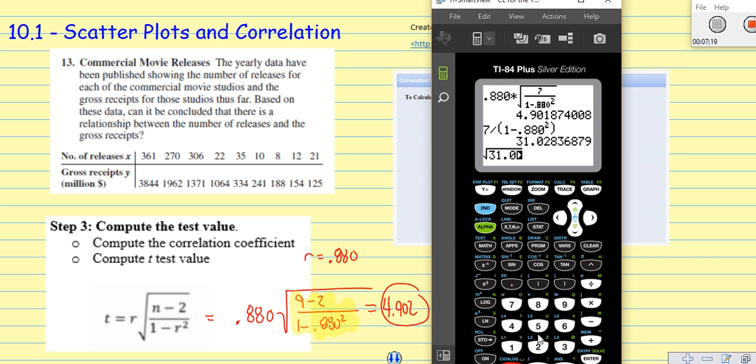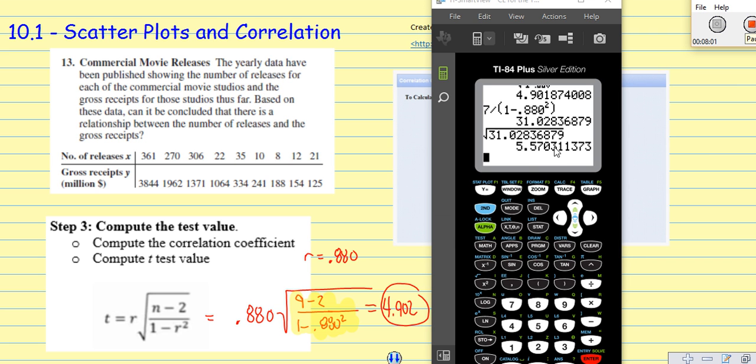The more you include in the number, the more accurate your final solution will be. If you start rounding too early, you'll get a number that's been rounded too soon, and you might be off by a hundredth or a thousandth. At this point, we've taken the square root of that number, and I need to multiply it times 0.880. So I say times, it brings down my previous answer, 0.880, press enter. And I get the same solution as I did before.